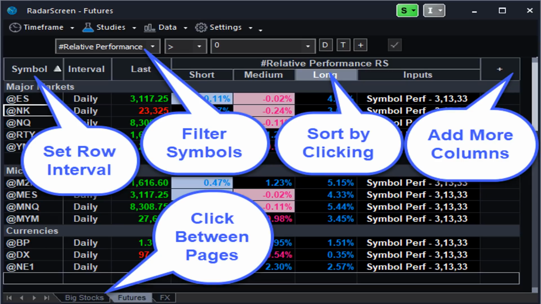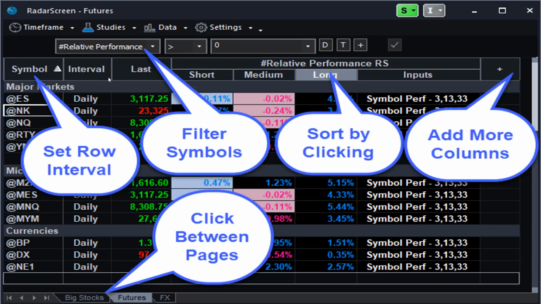The symbol column on the far left is where you will type in symbols or add symbol lists, and in the symbol column is where you set the row interval. So there's an interval column right next to that, you can see right here, but that column is just informational. It's just reporting what the interval is for that row.